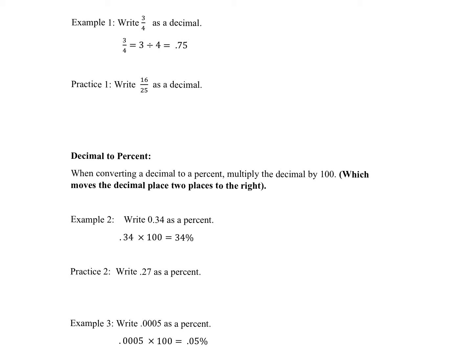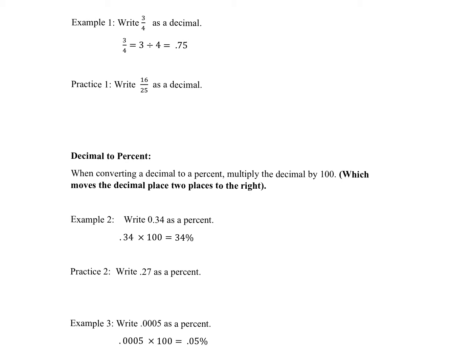When converting a fraction to a decimal, you take the numerator, or the top number, and you divide it by the denominator, the bottom number. So for instance, in example 1, we're taking 3 and we divide it by 4, and we have now converted 3/4 into a decimal.